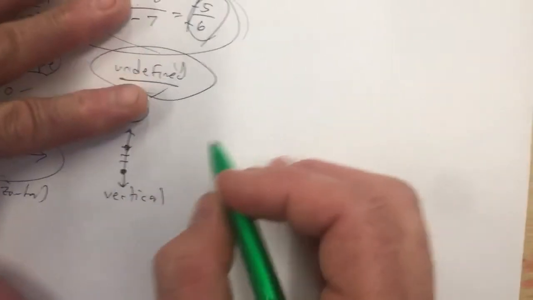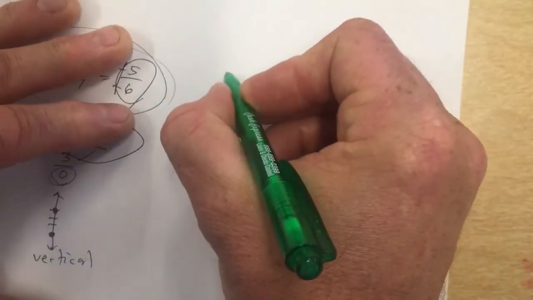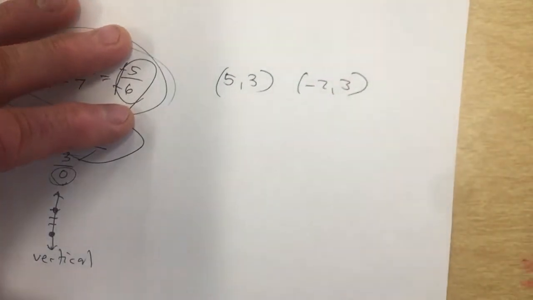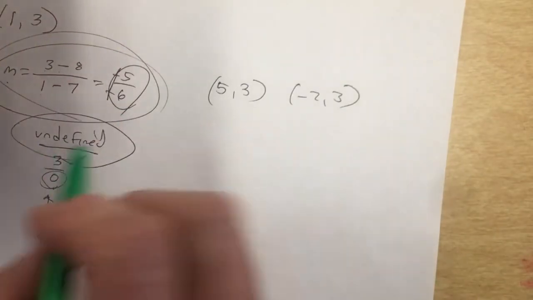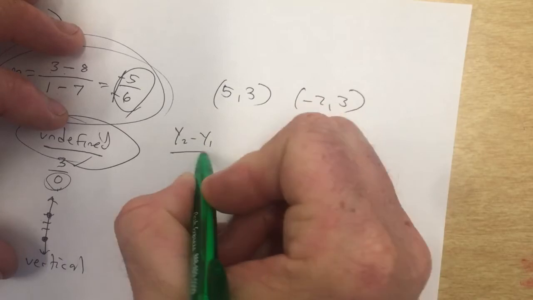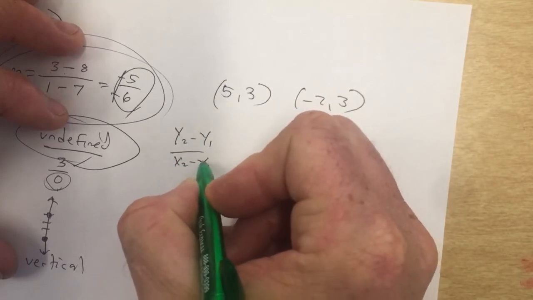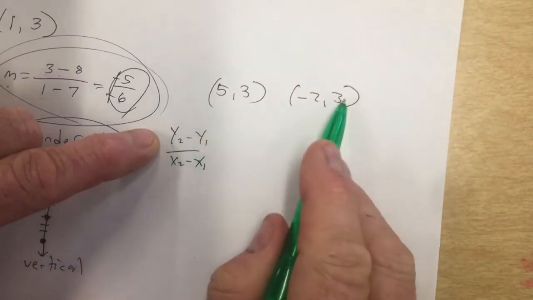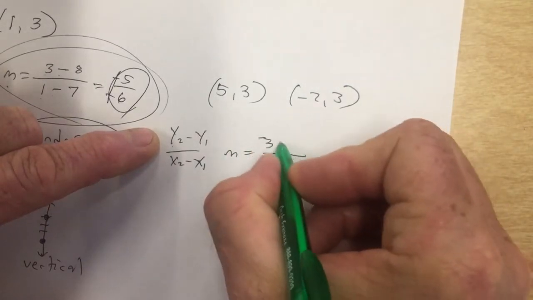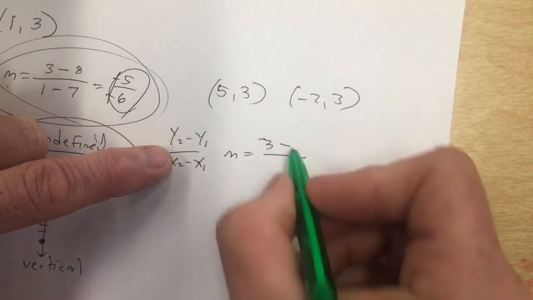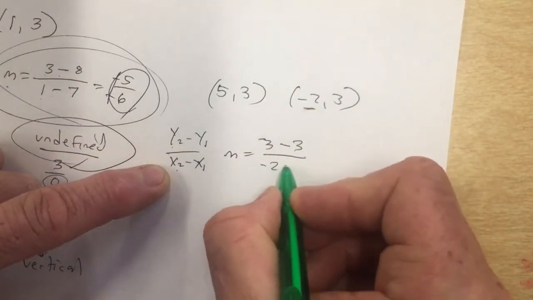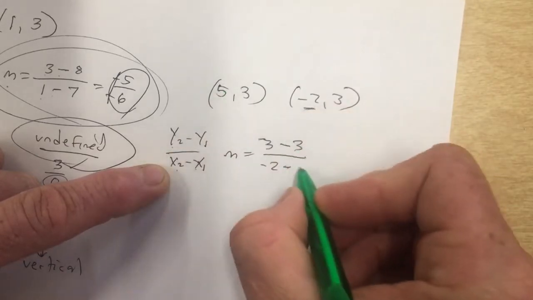So suppose you have these 2 points: 5, 3, and negative 2, 3. What's the slope here? All right, well, if I do my slope formula, I'll write it down again. y from point 2 minus y from point 1, over x from point 2 minus x from point 1. The y in point 2 right there is 3. So my slope is going to be 3 minus the y in point 1, which is 3. The x in point 2 is negative 2, minus the x in point 1, which is 5.